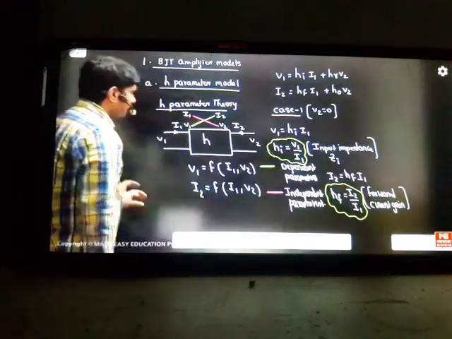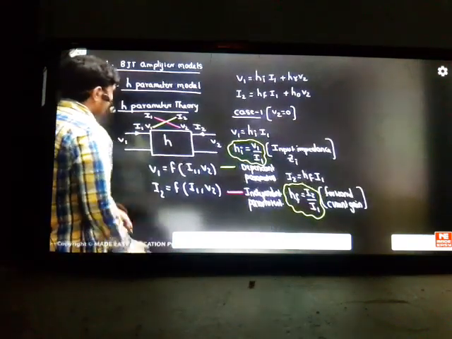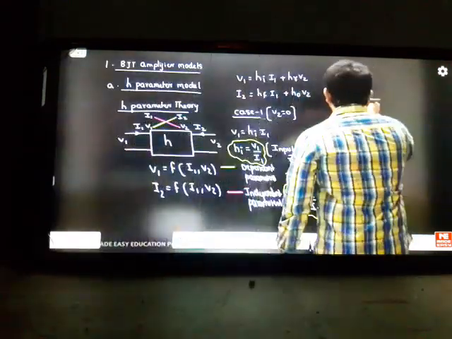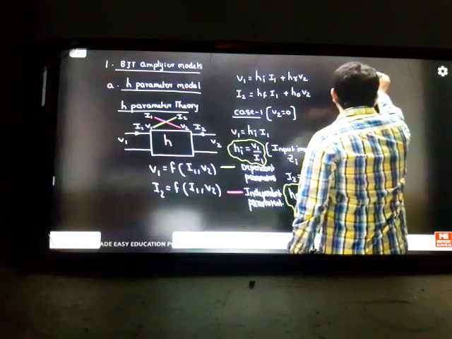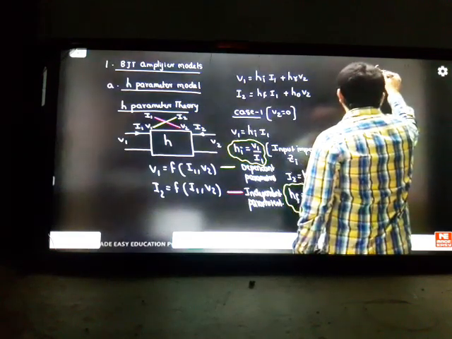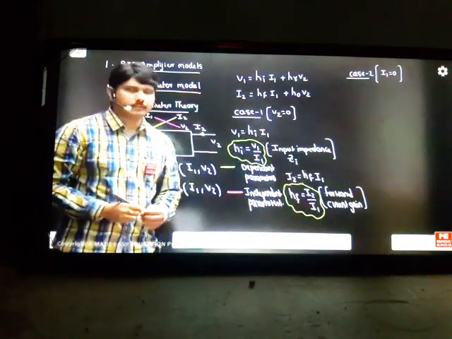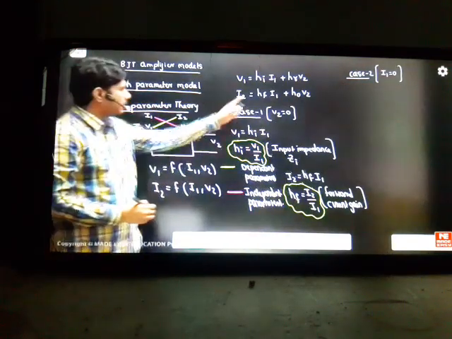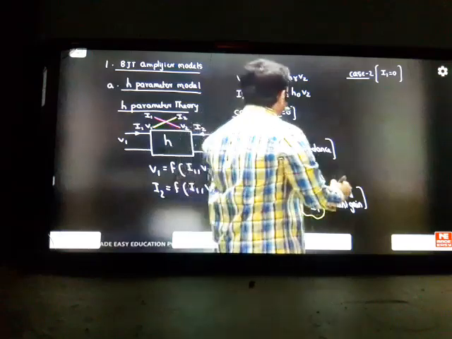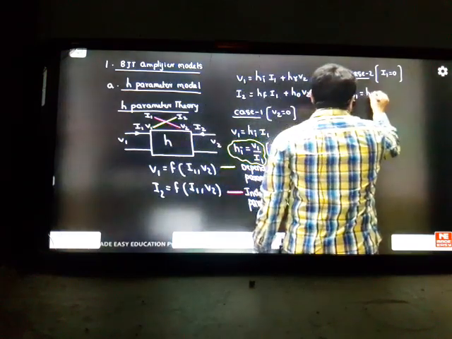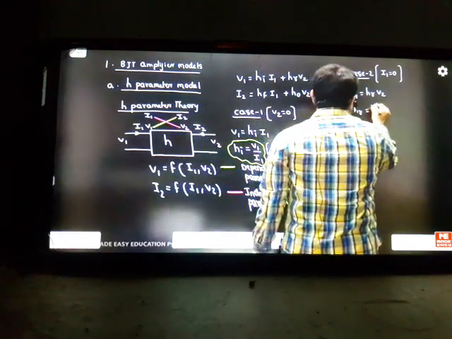Nicely we completed that part. The remaining concept we complete now: two more parameters we'll analyze. In case 2 we make I1 equal to 0. So the input port current I'm making 0. When you make the input port current 0, we can discuss the output parameters. That means when this current is 0, we get the other formulas. The first formula we get is V1 is equal to HR into V2. HR is equal to V1 by V2.